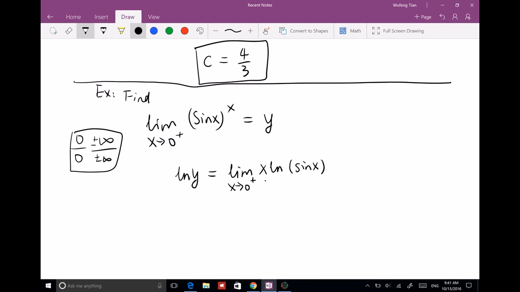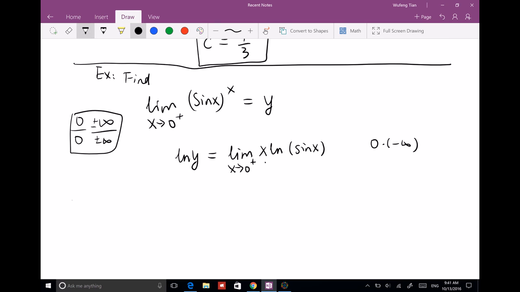Now, x goes to 0. In ln sine x, sine 0 equals 0, so 0 plus. And ln of 0 plus equals negative infinity. So when you draw the picture, you want to find out what ln 0 is. The function is like this. This is the ln function, y equals ln x. So when x goes to 0, the whole function goes to negative infinity. So it's 0 times negative infinity.